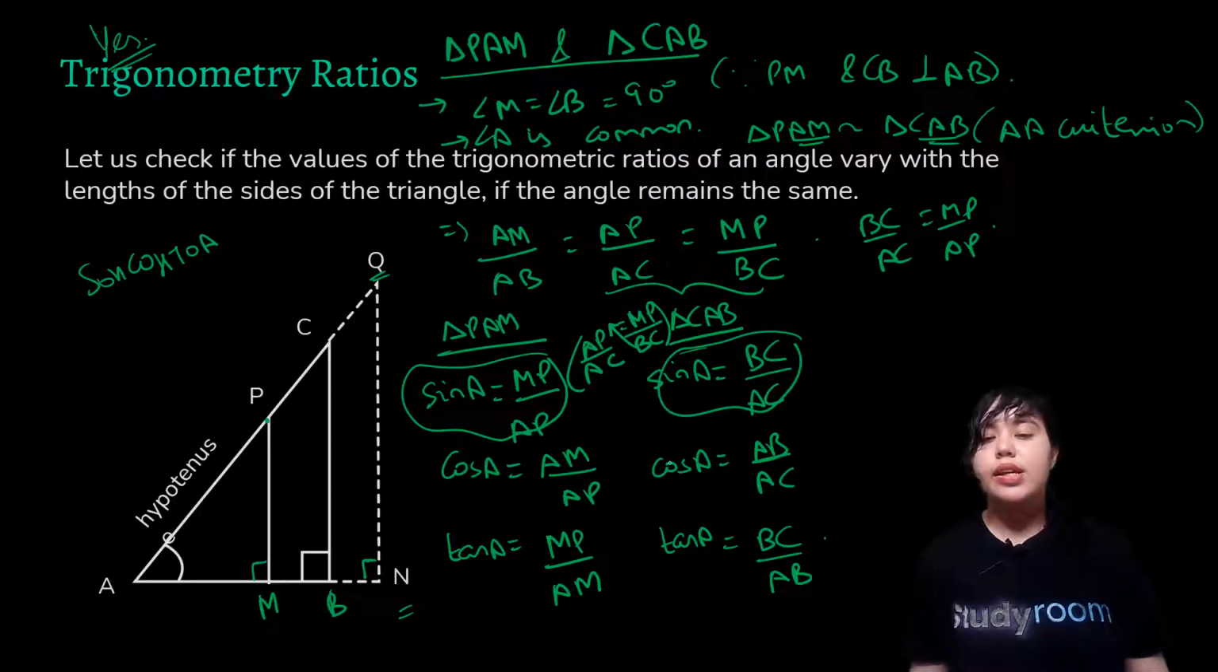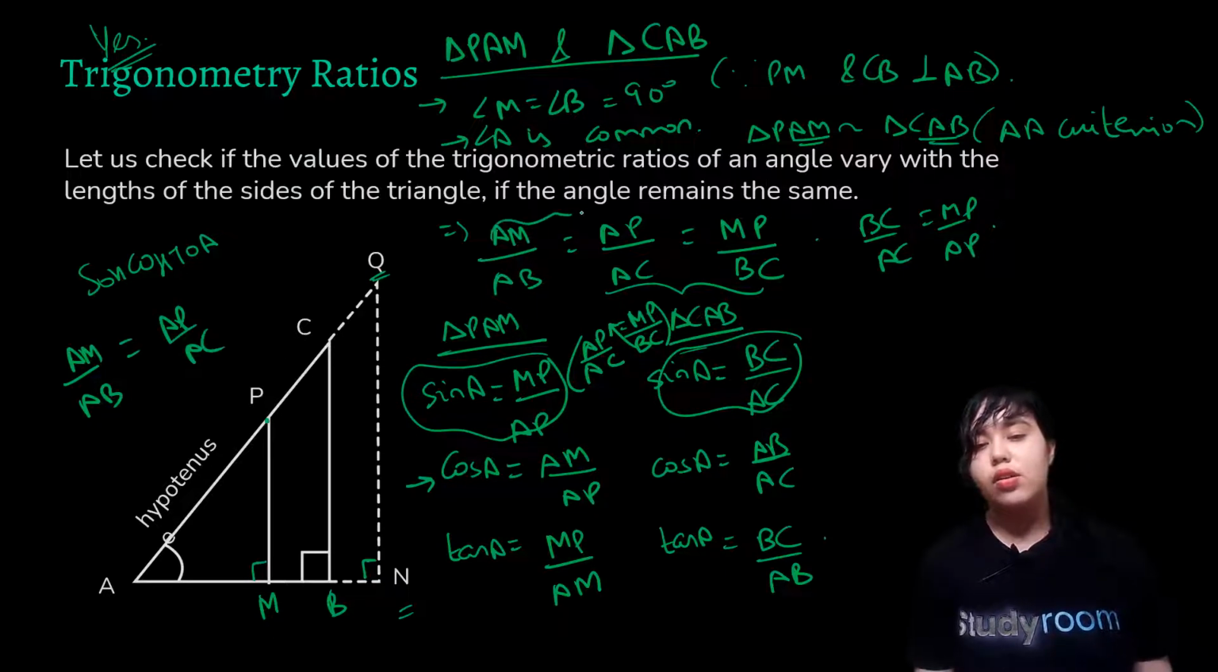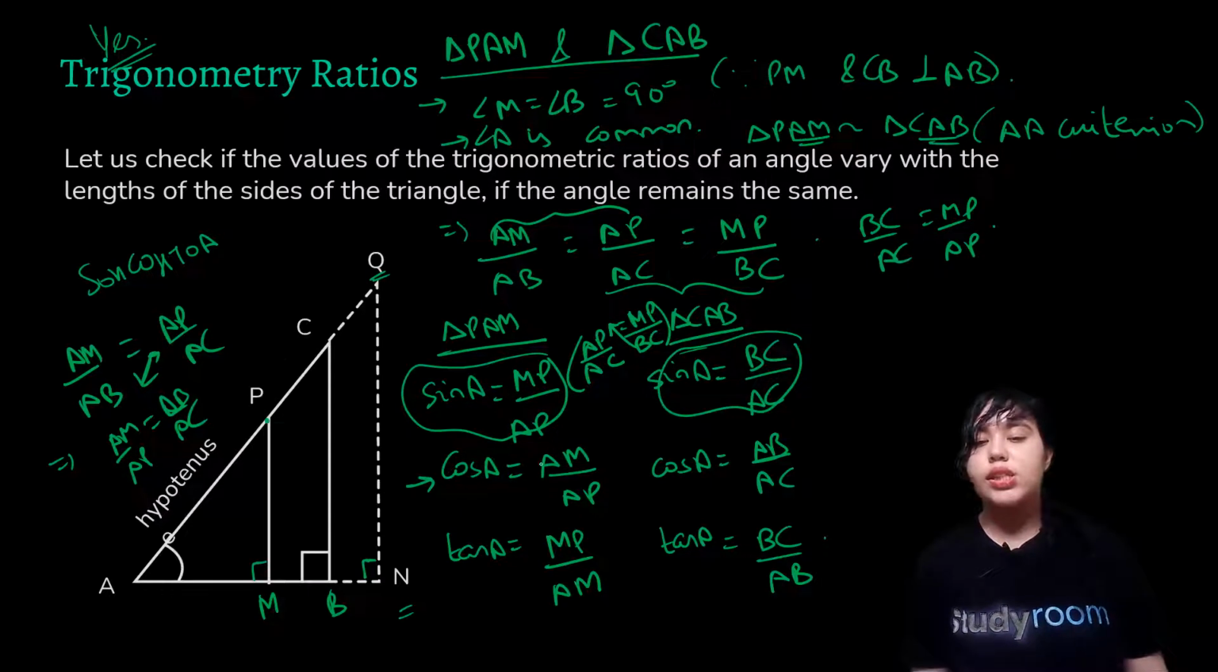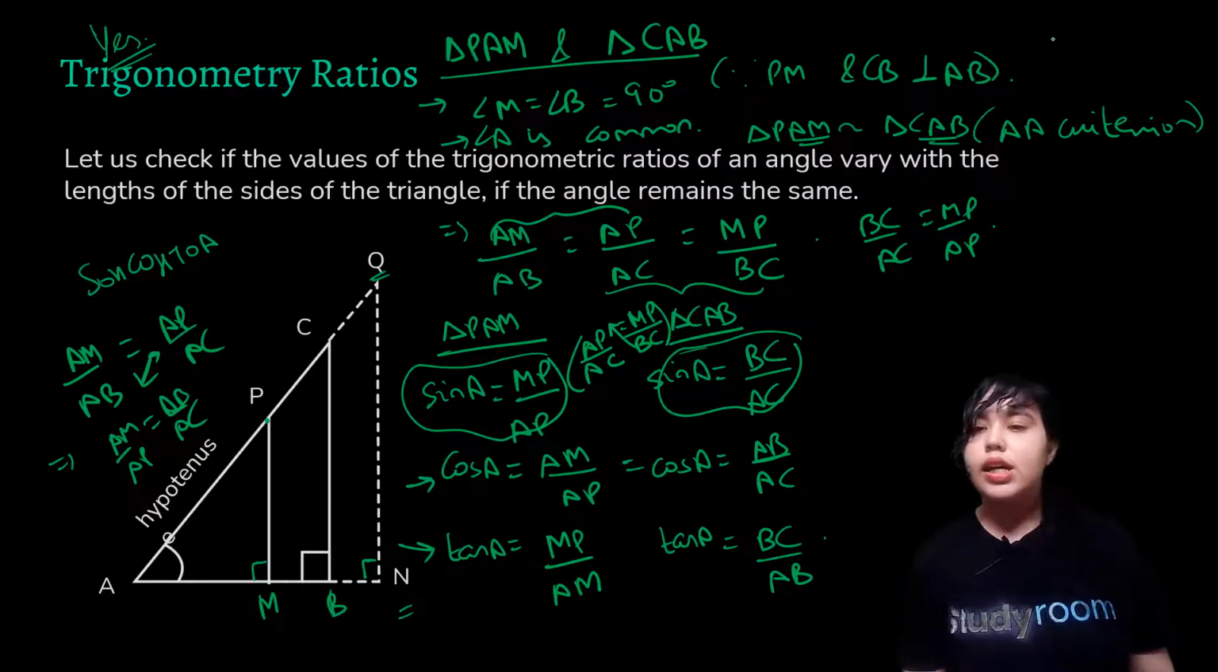Now similarly if I consider cos A terms here, by this similarity ratio we can say that AM upon AB is equal to AP upon AC. Again if I make a few rearrangements, I'll get AM upon AP is equal to AB upon AC. So that means cos A of this triangle and cos A of this triangle is the same. Then let's see if the same thing turns out to be true for tan A as well. So for tan A, I'll tell you which ratios to consider. Consider AM upon AB.